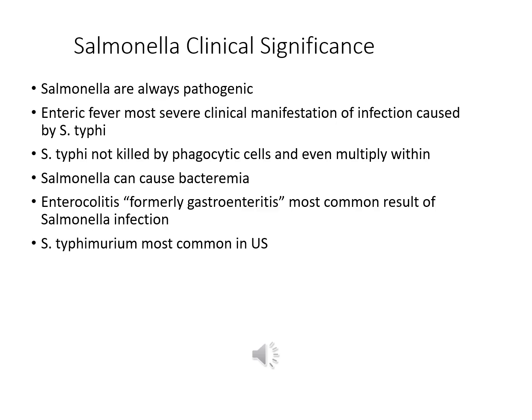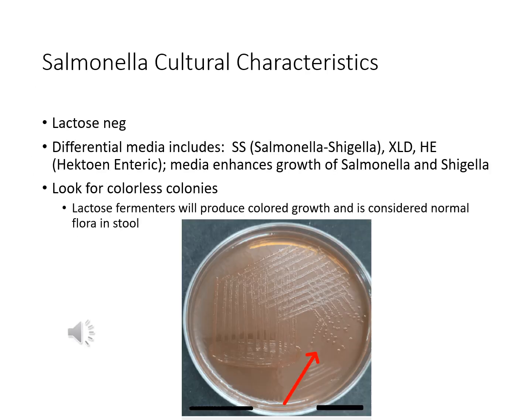Salmonella infection. Salmonella typhimurium is the most common species in the United States, and this is a reportable disease to the health department, and they will be tracking that contamination to help try to prevent it from getting any worse. As far as culture characteristics go, Salmonella are lactose negative, so you will see a clear or colorless colony.